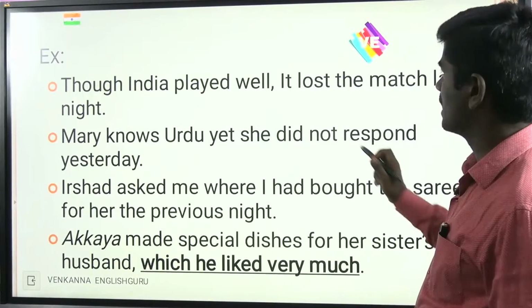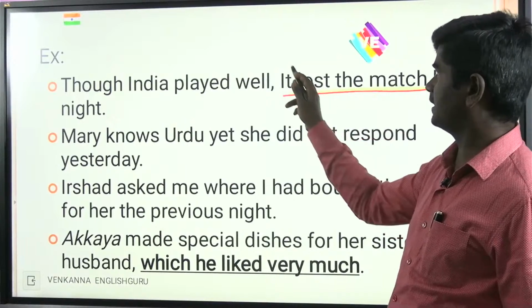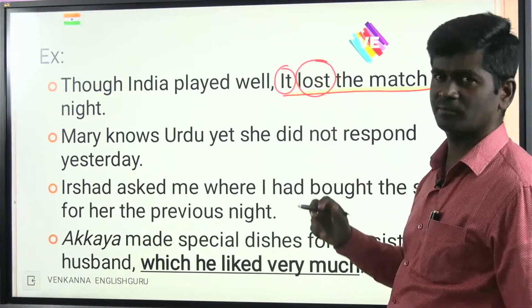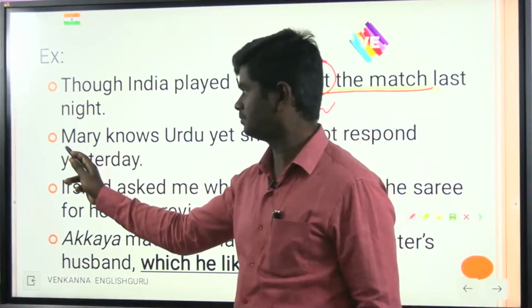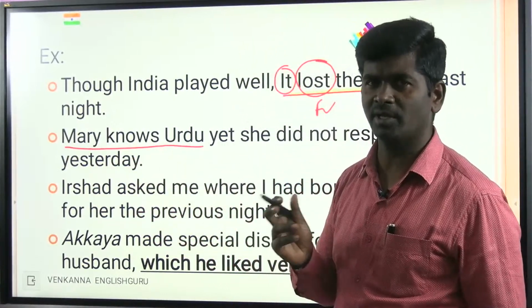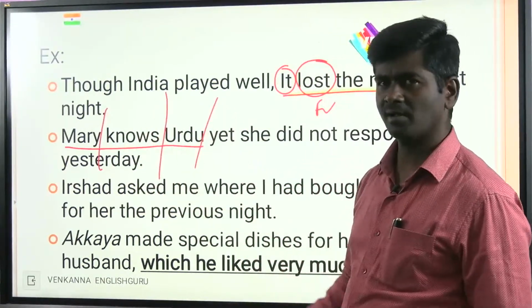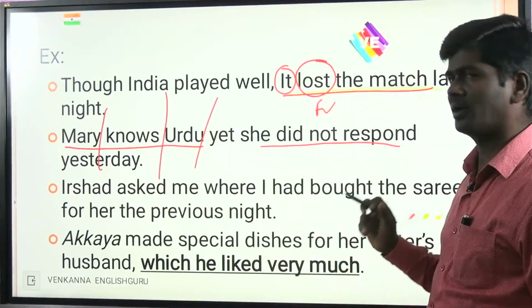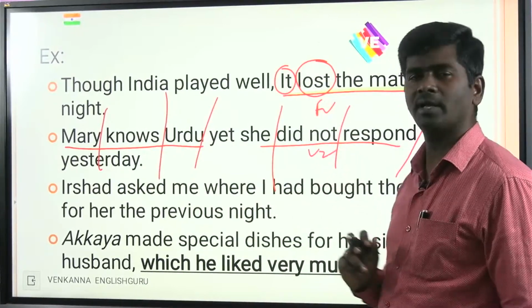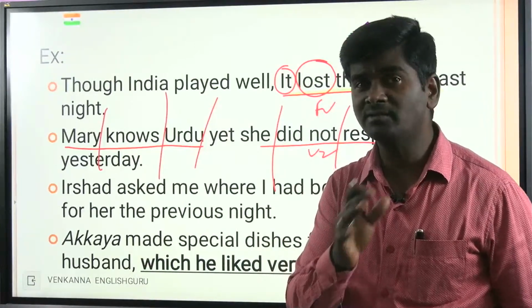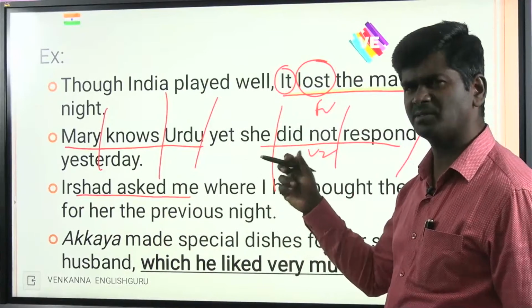And it lost the match last night. It, subject, lost, V2. So this is a finite verb. And Mary knows Urdu. What is the structure? Mary knows Urdu. Simple present. Subject, V1s, object. And you can see she did not respond, subject, did not respond, V2. ఓకే, సో మనకి టెన్స్ ఇండికేట్ చేస్తుంది. ఇట్ షుడ్ ఆస్క్డ్ మీ, simple past tense.